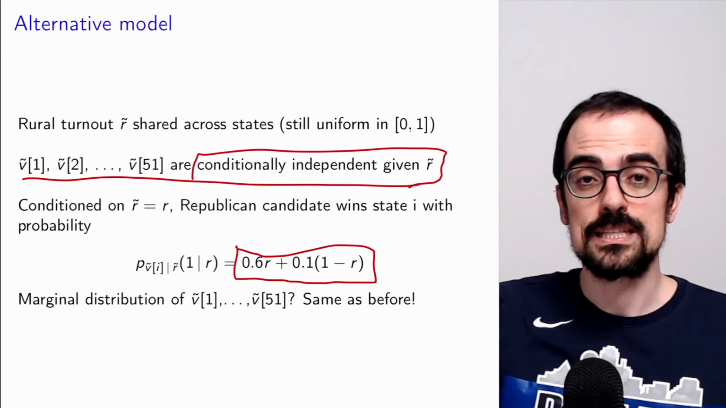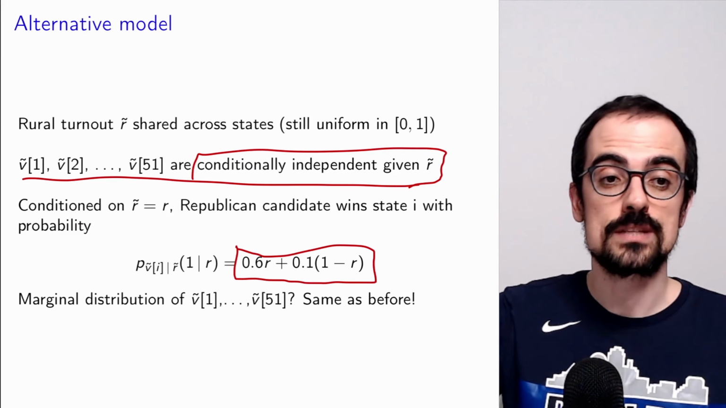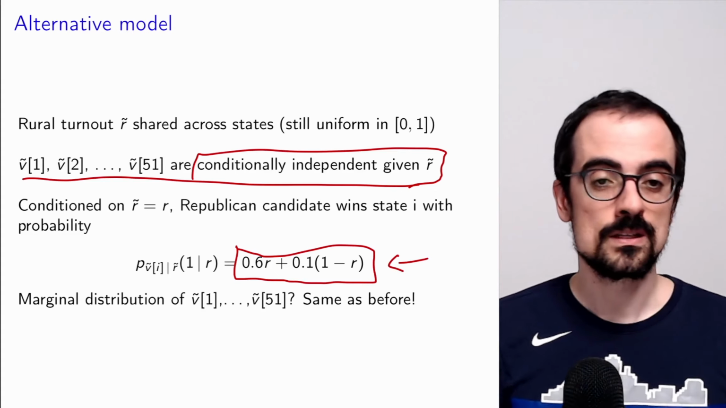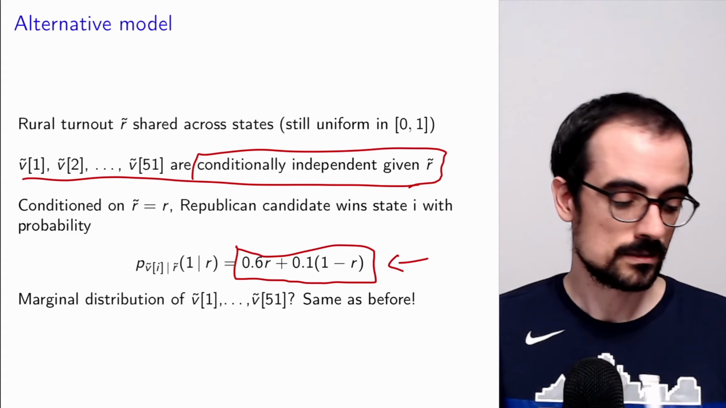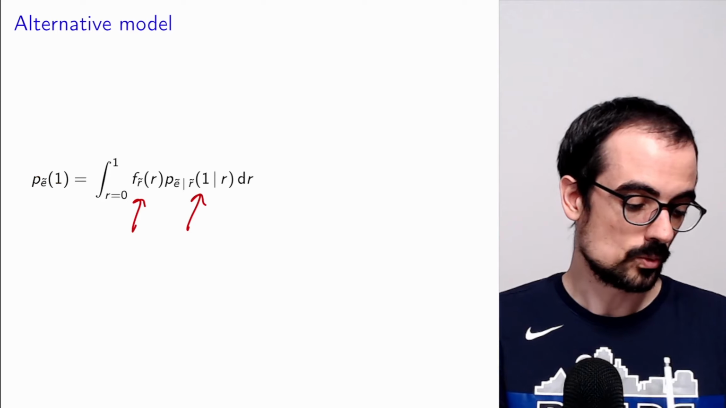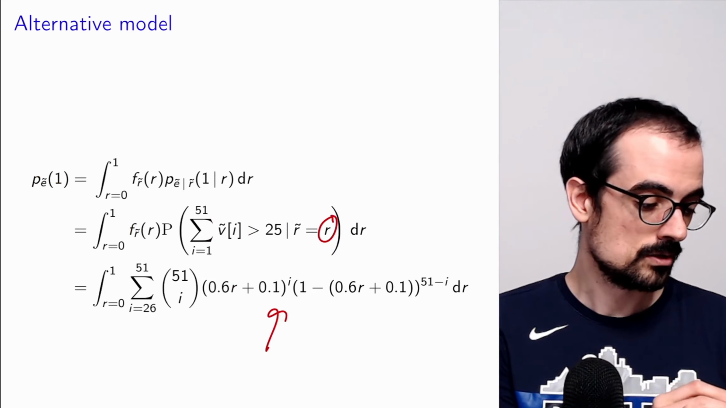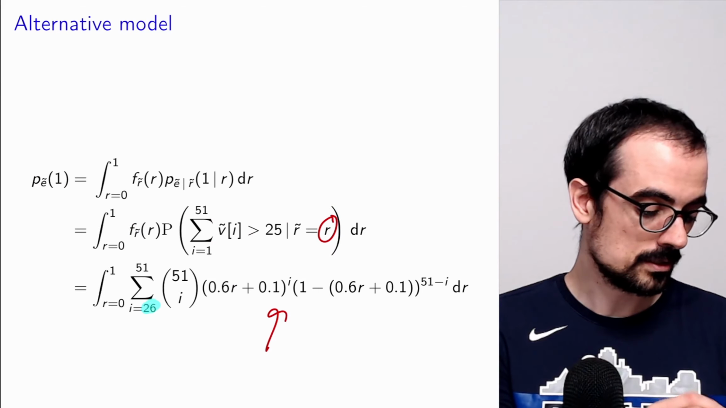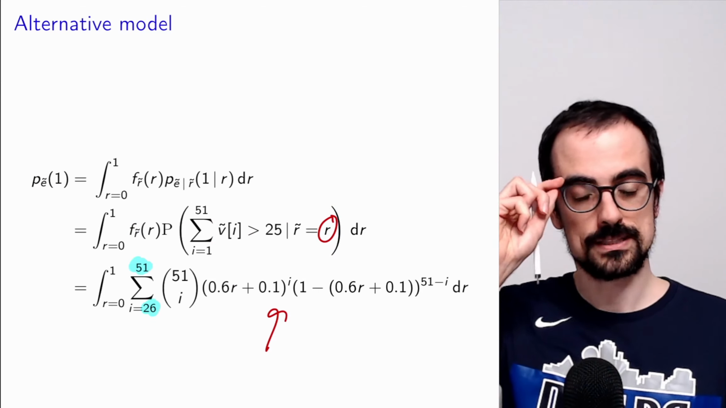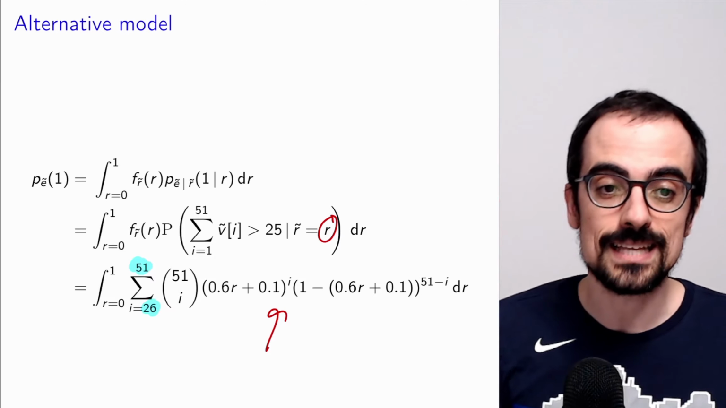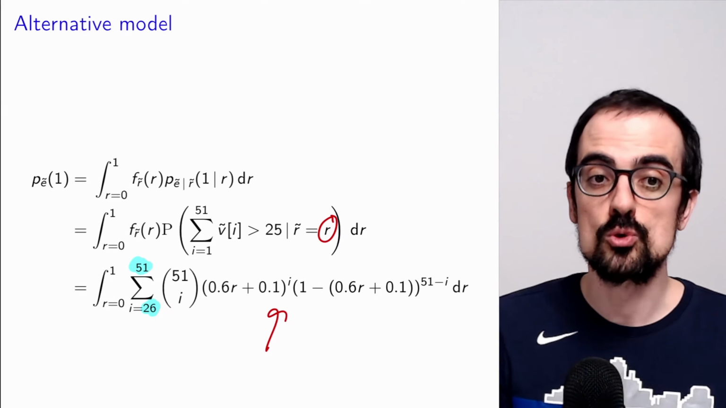All of those are conditionally independent given R. How many of them are going to be equal to 1? That's just a binomial with this parameter and n equal to the number of states. Okay, so that's why here we have this binomial that we're summing from 26 to 51, because that binomial is the conditional joint PMF of the outcomes in the different states given the rural turnout.